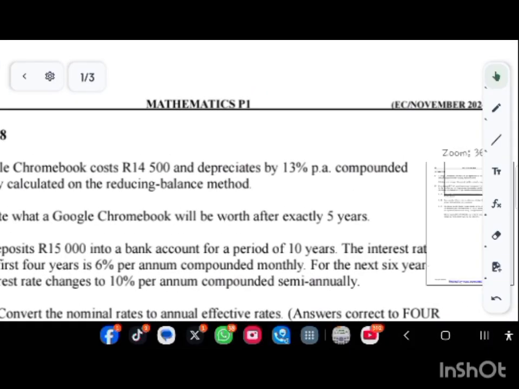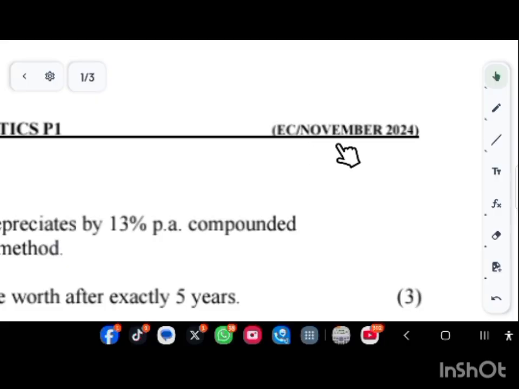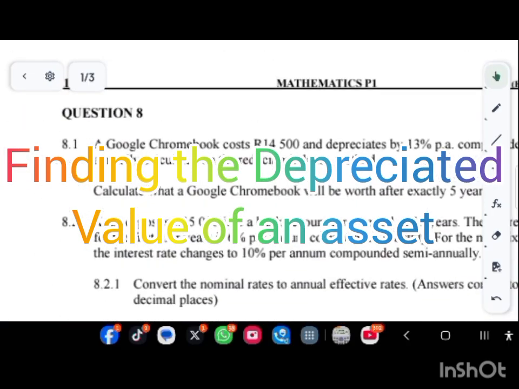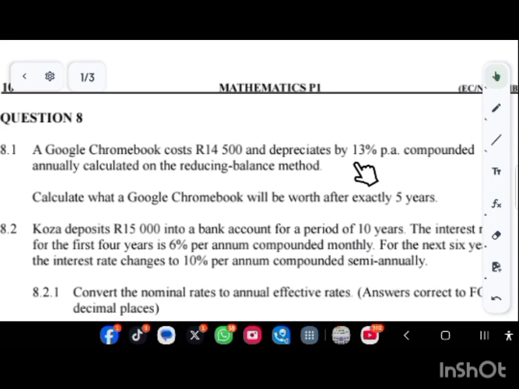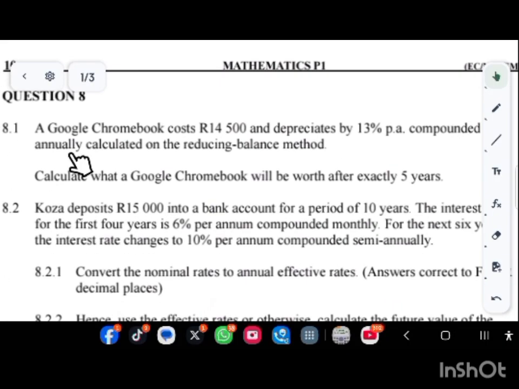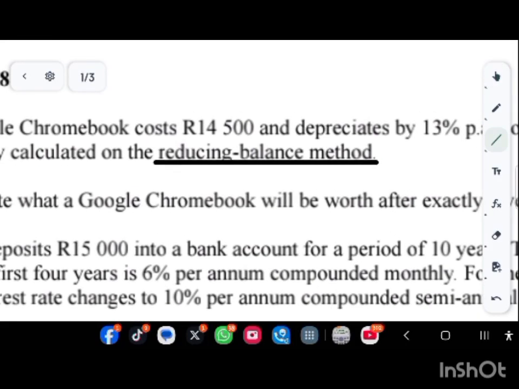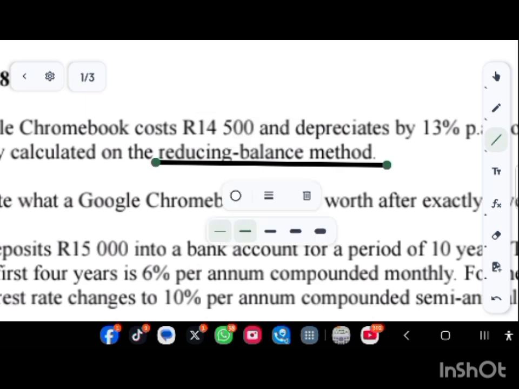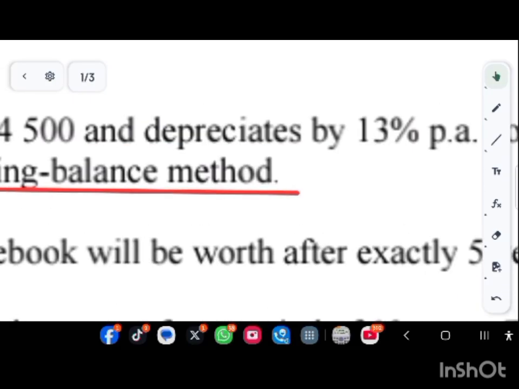In this video, we're going to focus on Mathematics Grade 11 Financial Mathematics. This question comes from the November 2024 Eastern Cape paper, and that was question 8. Question 8.1, we start. A Google Chromebook costs 14,500 and depreciates by 13% per annum, compounded annually, calculated on the reducing balance method. Now, the reducing balance method is another way of saying compound decrease. So this is a compound decrease question.